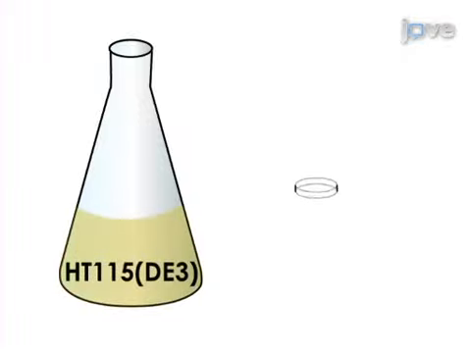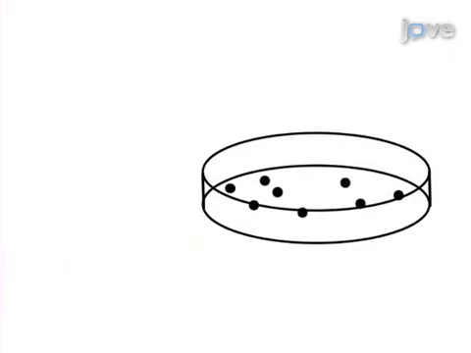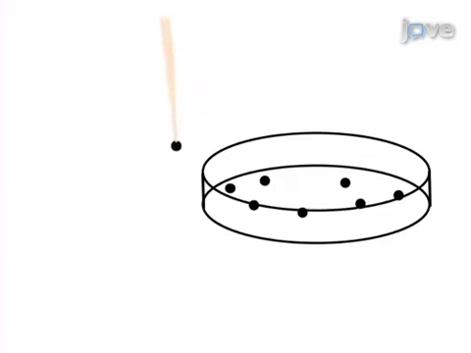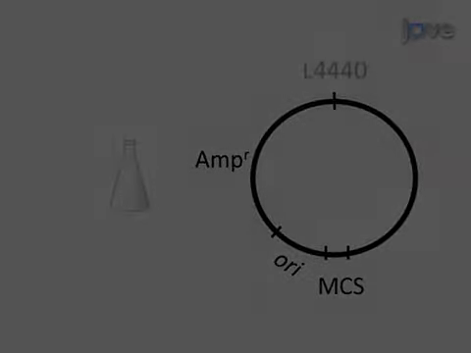HT115DE3. Culture the transformed bacteria on LB agar plates with 25 micrograms per milliliter of carbenicillin and 12.5 micrograms per milliliter tetracycline. Then, pick a single clone for future use. Meanwhile, transform the empty vector L4440.